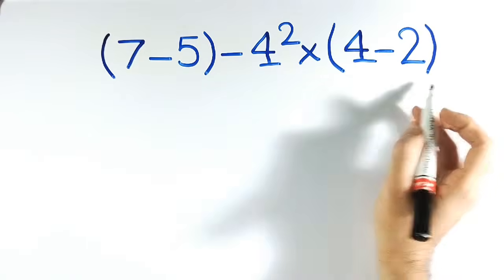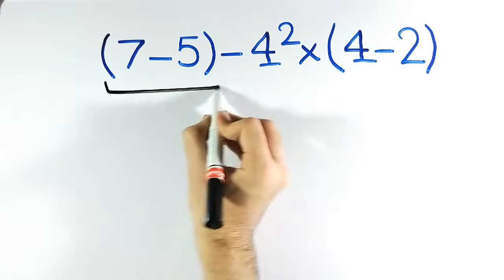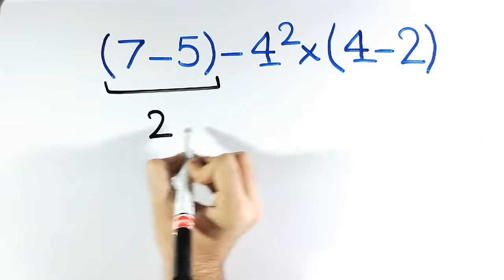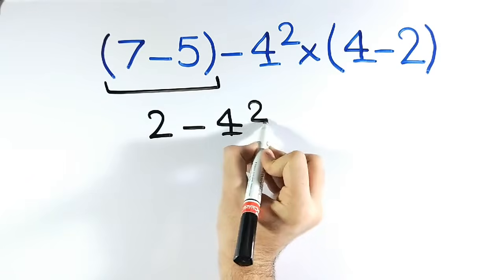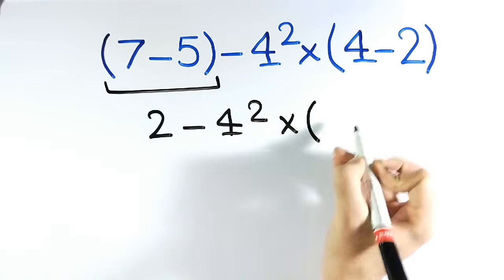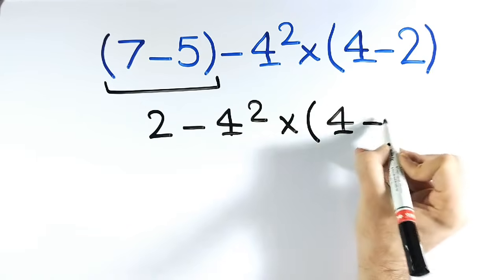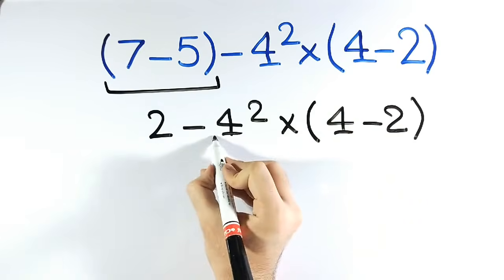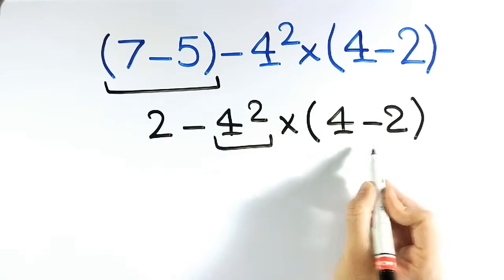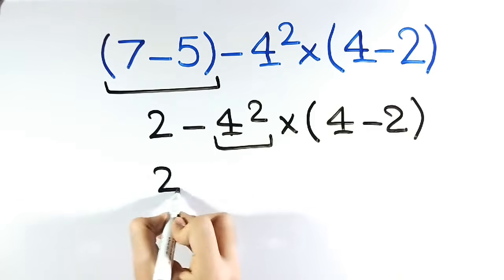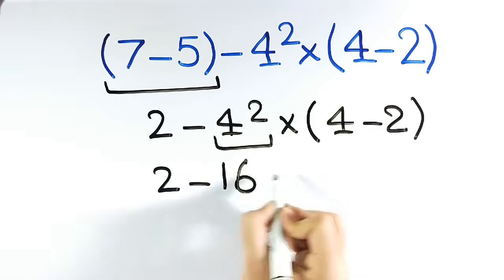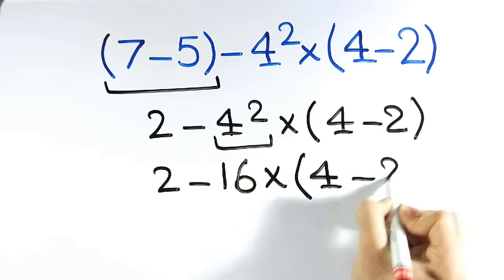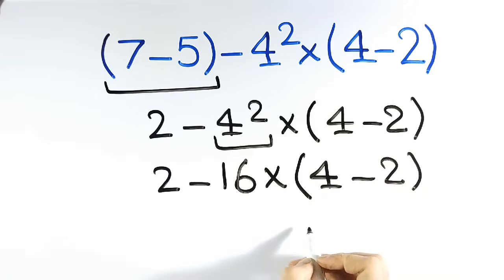Many people, when solving this question, go straight to the first parenthesis, and instead of this expression, they write 2 minus 4 squared multiplied by open parentheses, 4 minus 2 close parentheses. And the next step, they go for the exponent. And instead of this expression, they write 2 minus 16 multiplied by open parentheses 4 minus 2 close parentheses.